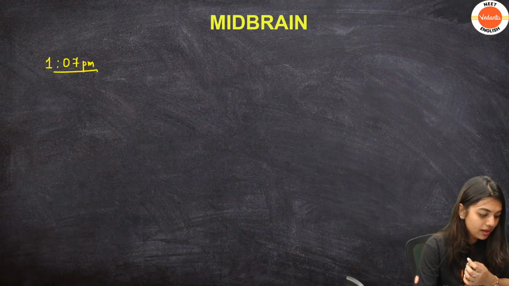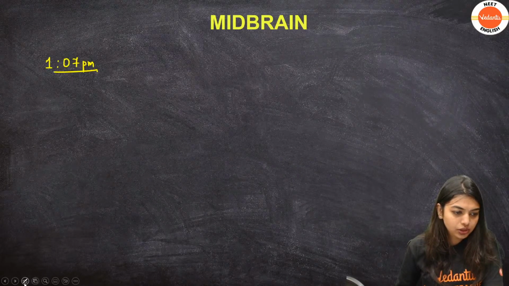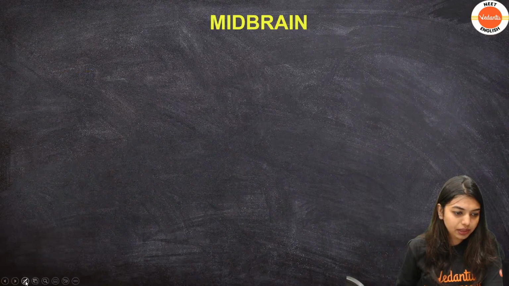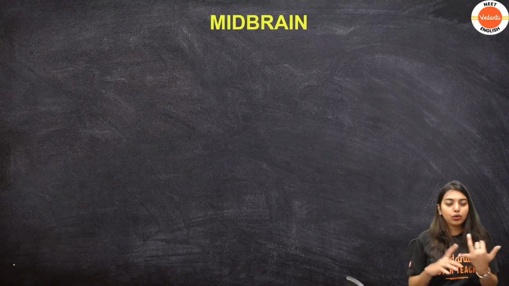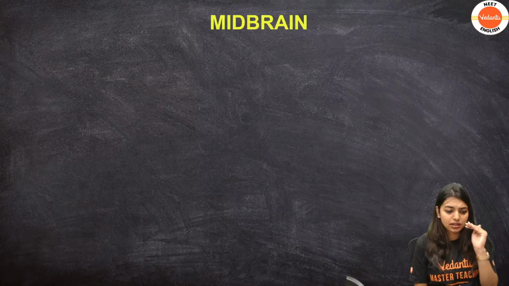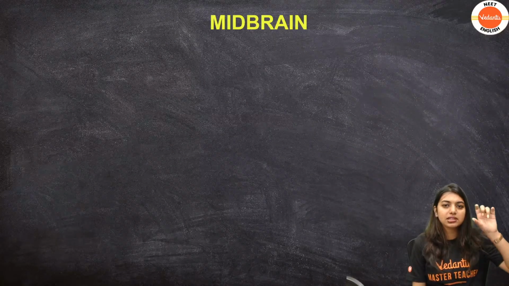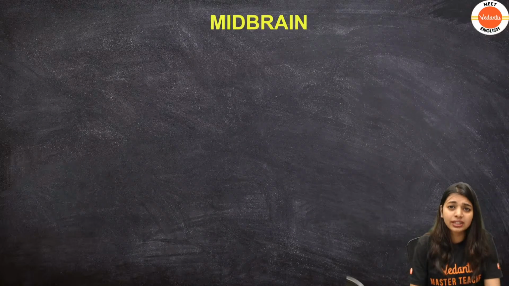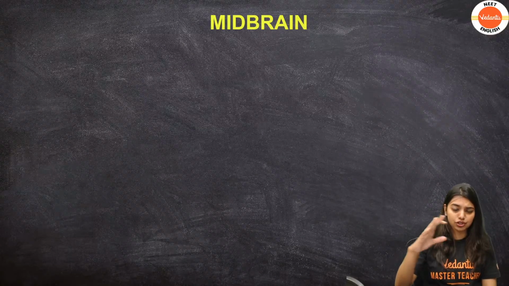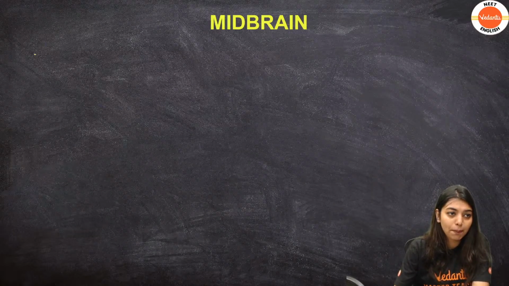Okay, so look here, we are going to continue with the midbrain. What did we complete so far? We completed the forebrain: the cerebrum and the diencephalon, which includes the epithalamus, thalamus, and hypothalamus. We also did the sutures, gyri, and fissures, all of that. Now the midbrain. We already know the parts of the midbrain.